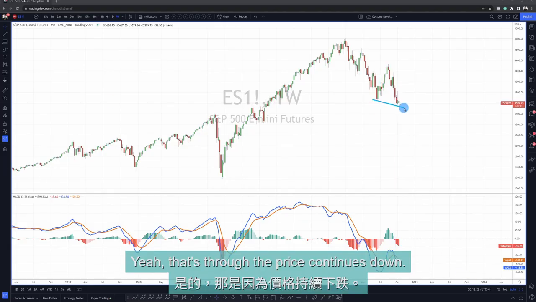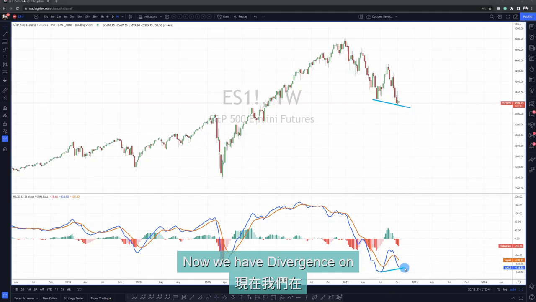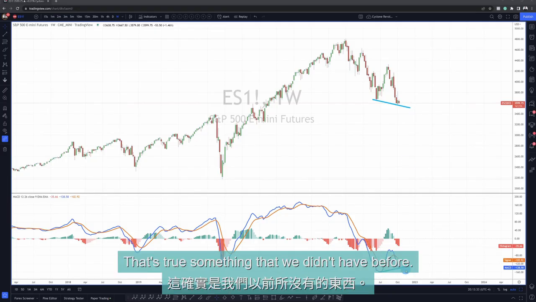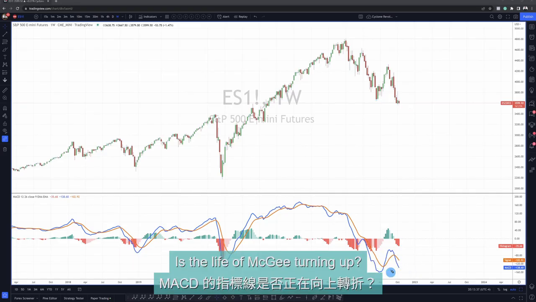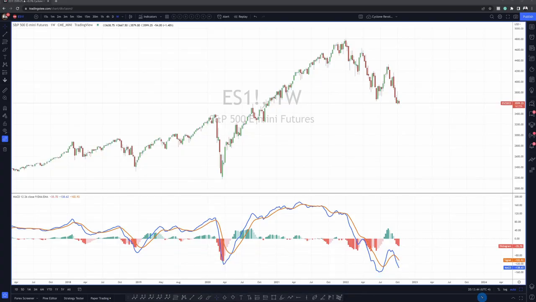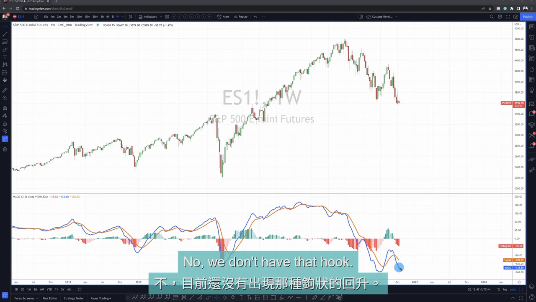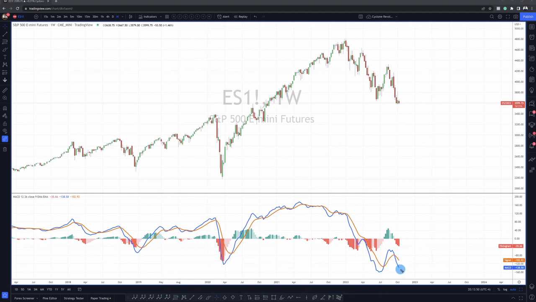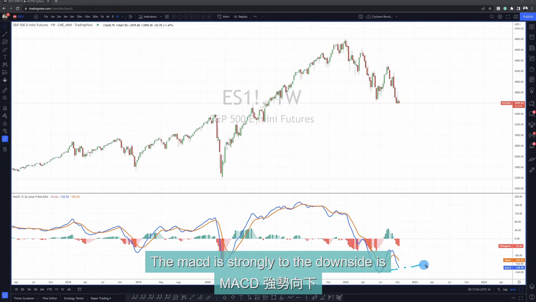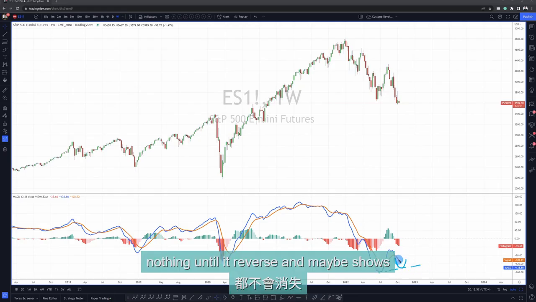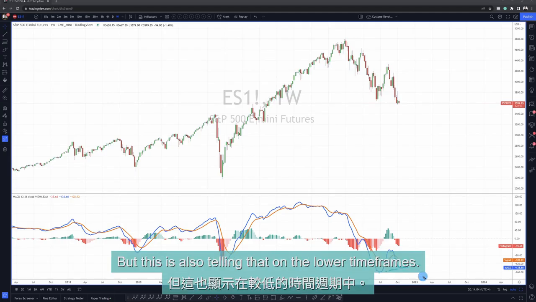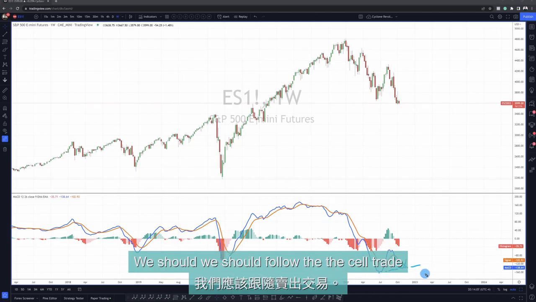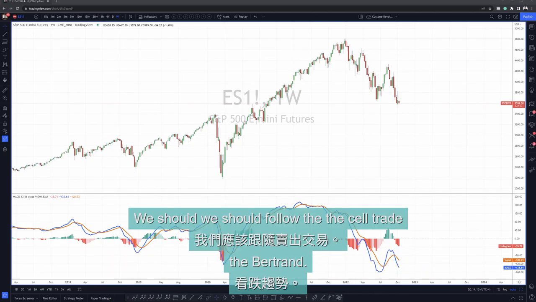Now, we have divergence on the MACD. That's true, something that we didn't have before. Next question, is the live MACD turning up? No, we don't have that hook. The MACD is strongly to the downside. It's extremely bearish. So you have to be careful, because this divergence is nothing until it reverses and maybe shows the signal. But this is also telling us that on the lower time frames, we should follow the sell trade, the bear trend. So let's continue to the lower time frames.